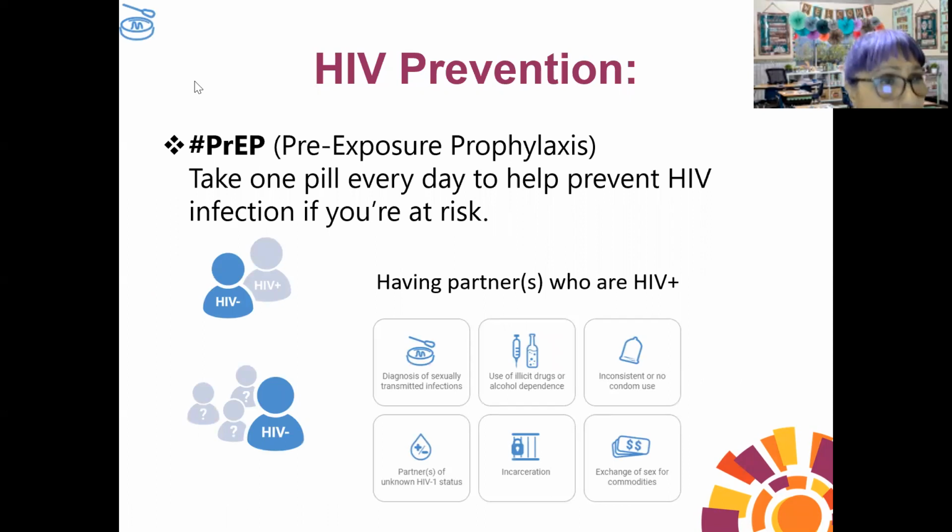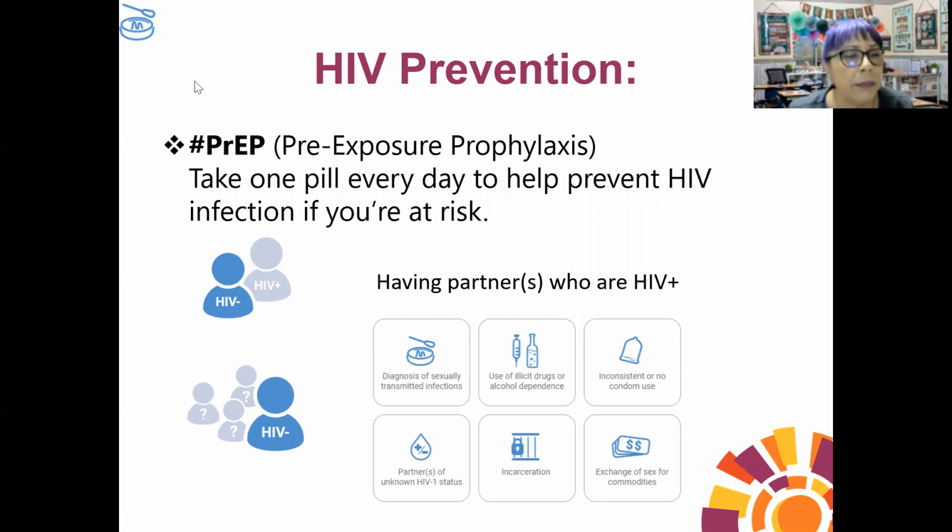So there are other ways to keep people healthy now, and also to prevent HIV. PrEP, pre-exposure prophylaxis, is a pill that a person can take every day to prevent HIV. It's about 98% effective when it's used correctly. We still encourage you to use condoms, of course, but some people sometimes forget to use condoms.